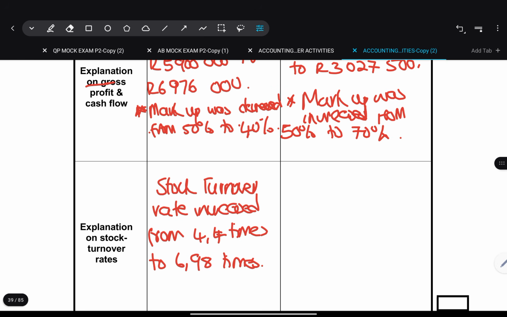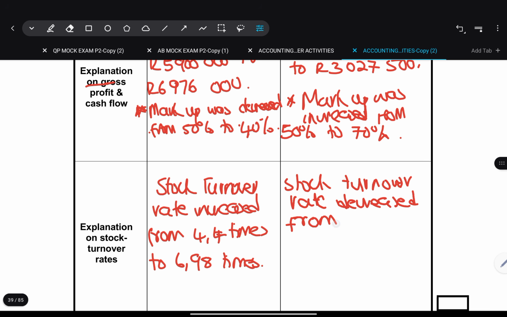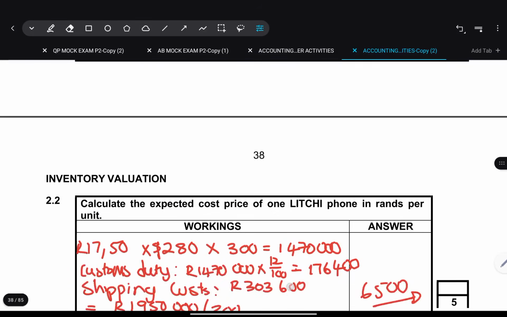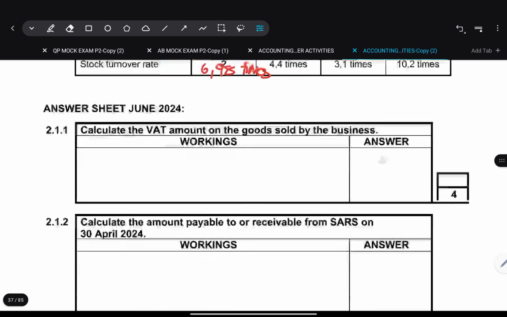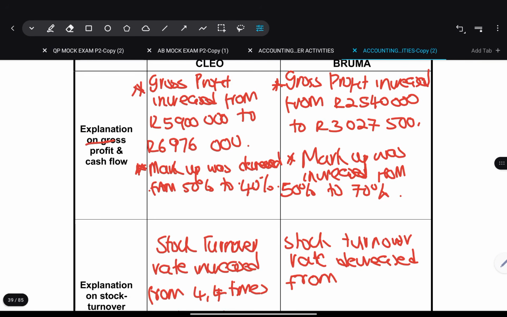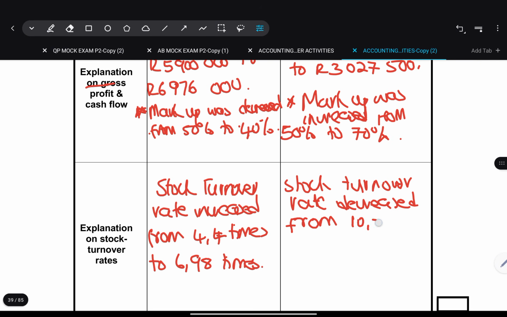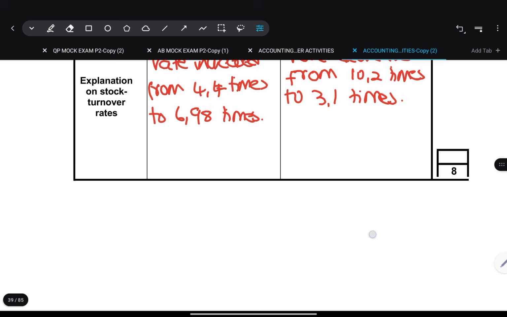It has decreased. So stock turnover rate decreased from 10.2 times to 3.1 times. Okay, then we've answered this problem solving question.